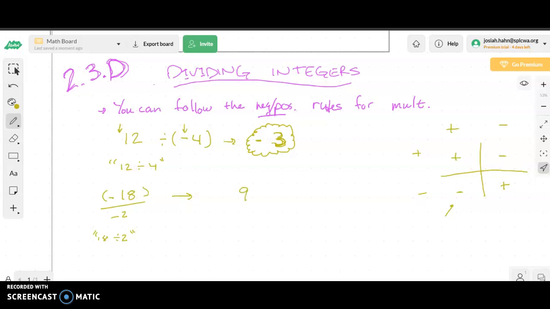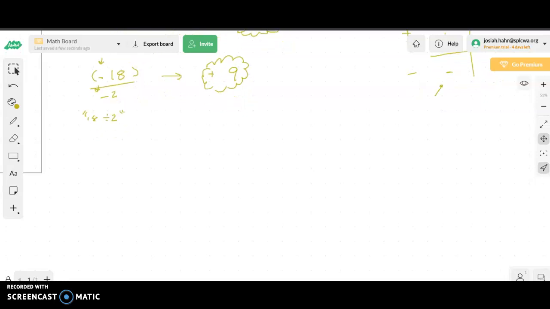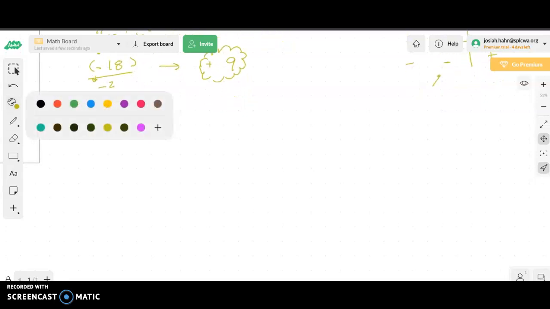And then we look at the negatives. Our first number was negative, and our second number was negative. Just like with multiplication, if both numbers are negative, our answer is going to be positive. So we'll be left with a positive 9. Hopefully that makes a little bit of sense to you. It's not any different than multiplication. Not any different in terms of the negatives, but a different operation.